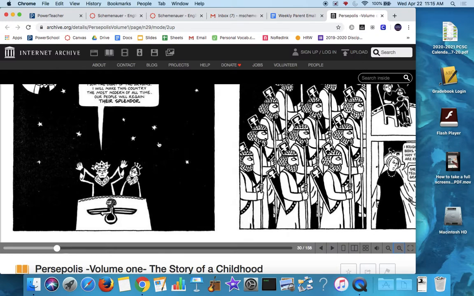What might that symbolize? It could symbolize the fact that he believes he is above the rest of his people because he's literally standing on a tower far above everyone else. So it could be symbolic of the way he sees himself.